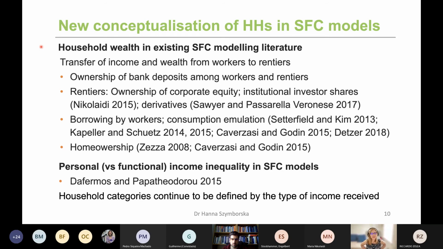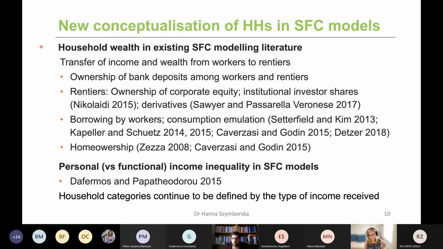I may be wrong, but to my knowledge, the majority of studies do look at borrowing of workers, which of course is very important. But what we observed based on empirical data from the US is that there are actually rentier households, so the top 1%, the top 10% of households, who have the highest levels of debt ownership and the highest volumes of debt on their balance sheets, which of course is backed by equally high or higher asset holdings, which overall makes the leverage low.